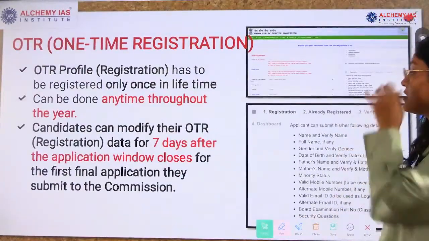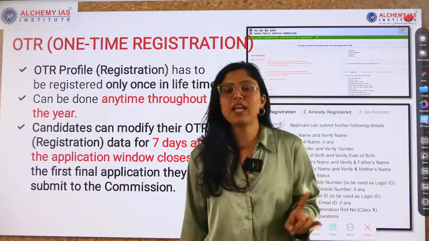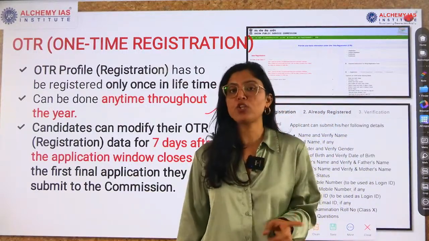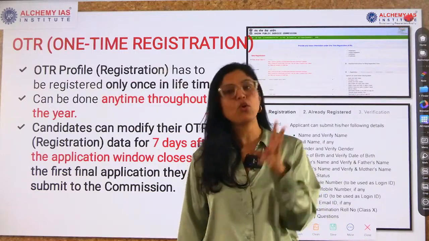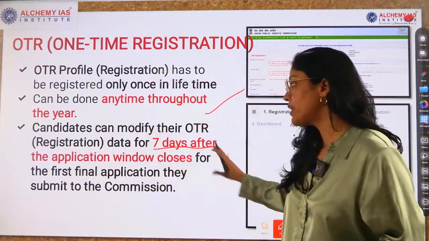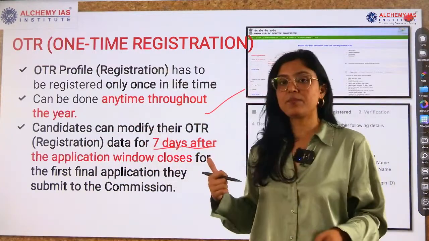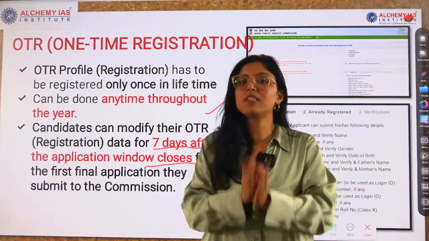See, this is related to the OTR, that it can be done only once in life, and modification also is only a one-time attempt to modify your details in the OTR. Next is, candidates can modify their OTR data for 7 days after the application window closes. See, the last date is 11th of February.